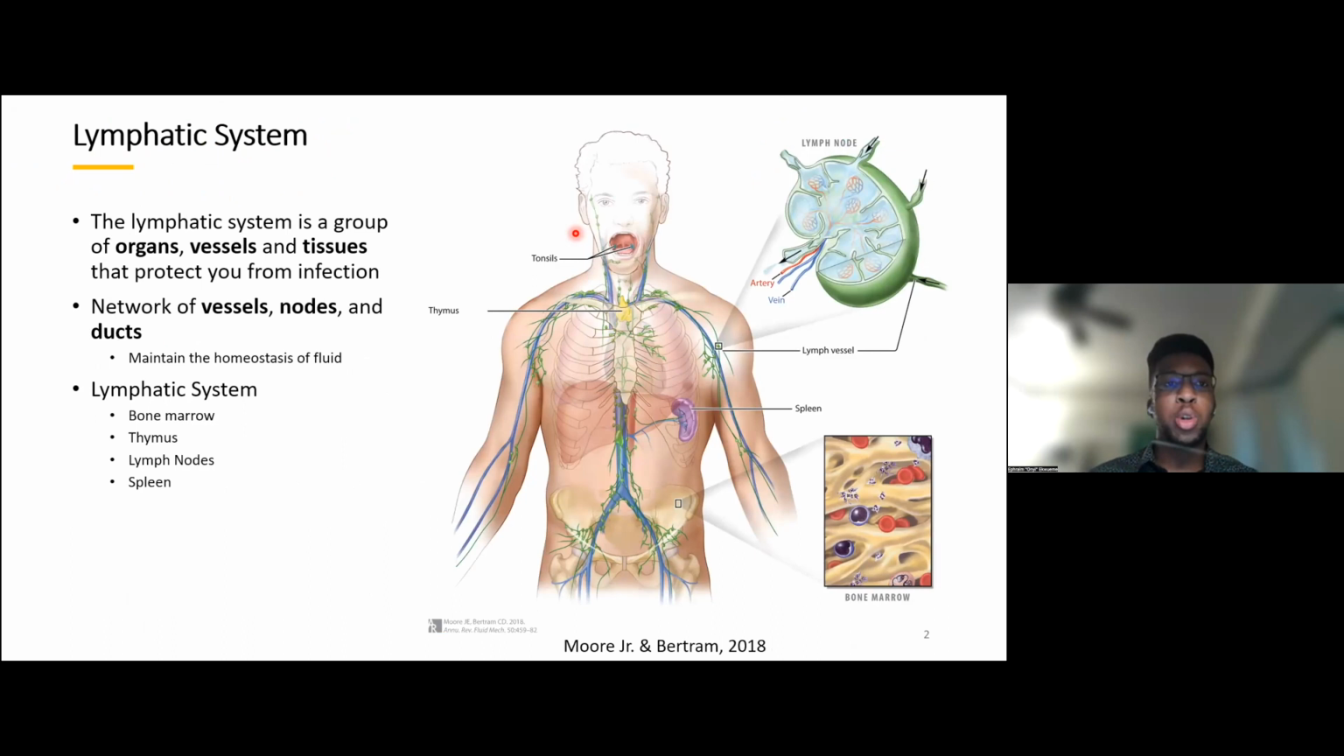Firstly, I just want to do a quick overview of the lymphatic system. It is a group of organs, vessels, and tissues that protect you from infection. The system has three main functions. These include fluid balance, absorption, and the enhancement and facilitation of the immune system. Here are some parts of the lymphatic system. They include the bone marrow, thymus, lymph nodes, and spleen.